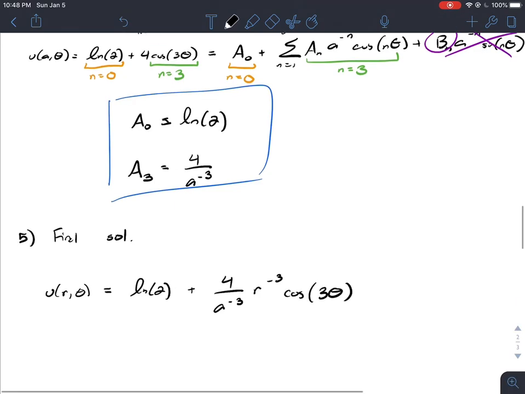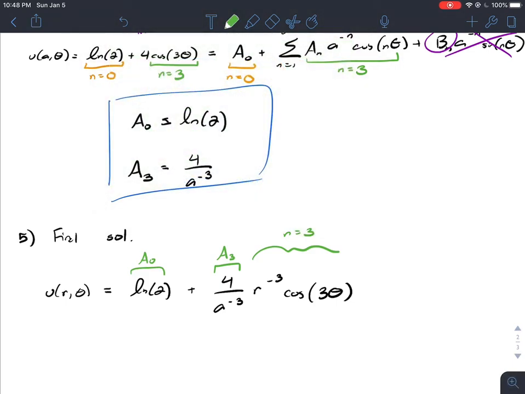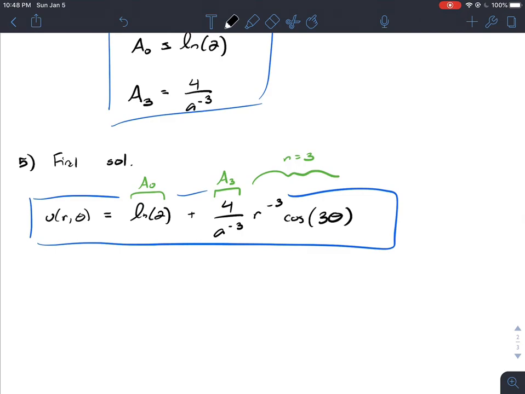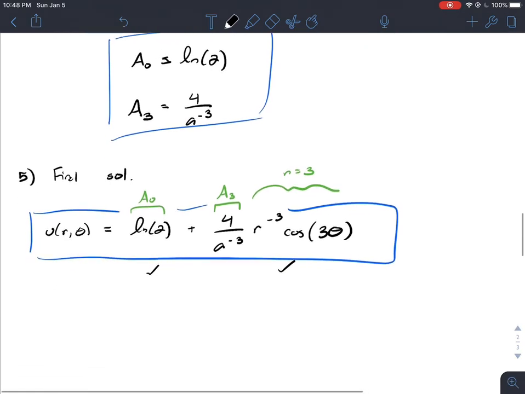And I'm going to annotate this real quick with green. So this is a0, this is a3, and then these are the corresponding terms for n equals 3. And this would be our final answer. And we can quickly check that this satisfies our initial condition by plugging in a, right? If we plug in a, we have the natural log of 2 term, and then the a to the negative 3 times the reciprocal of that will cancel it out, and then we satisfy the other initial condition term. And that's our final answer.